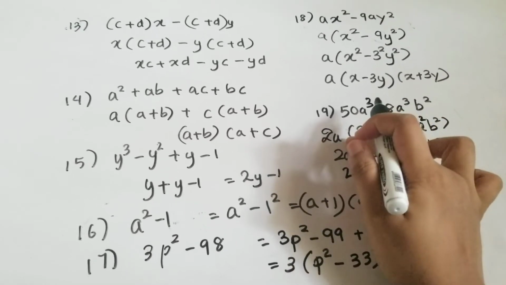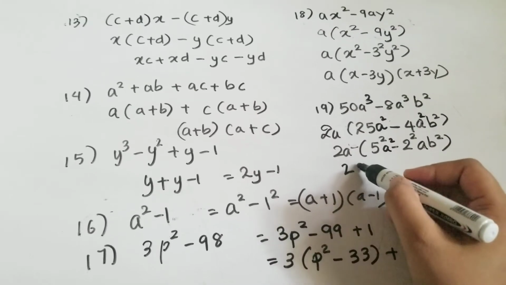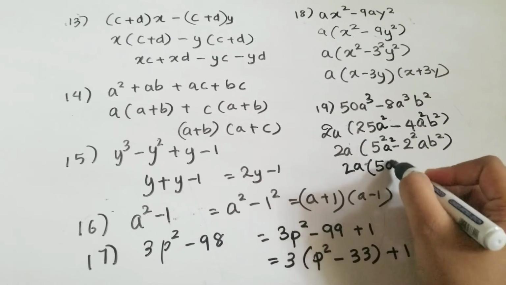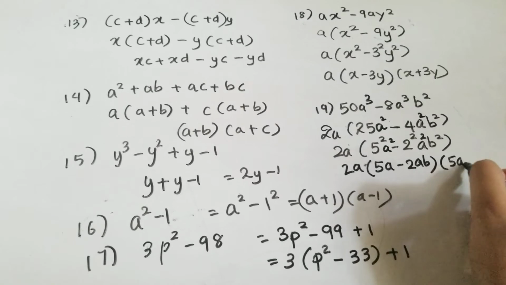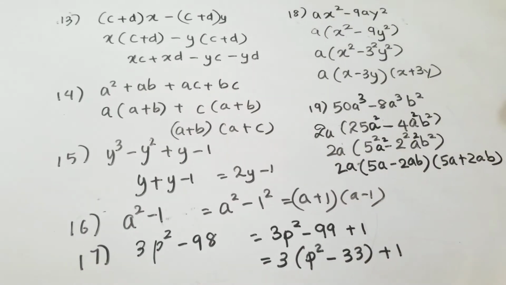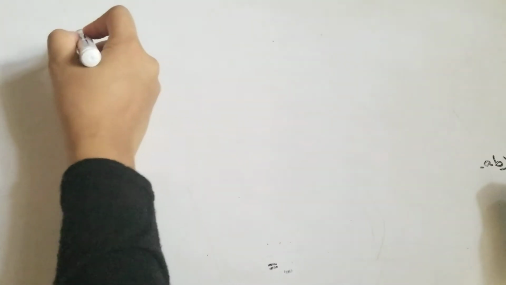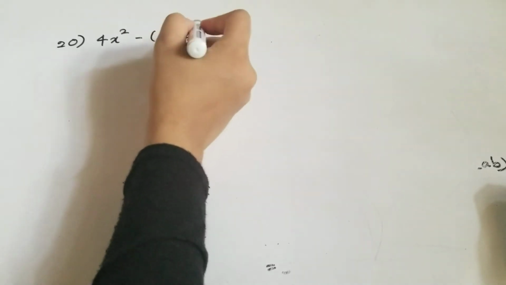Right? So, yes. Now we can do it. 2a, and (5a minus 2ab)(5a plus 2ab). Just correct that question as well. So now let's go to the 20th question. Look at the board. The 20th question is 4x squared minus (y minus 2) squared.